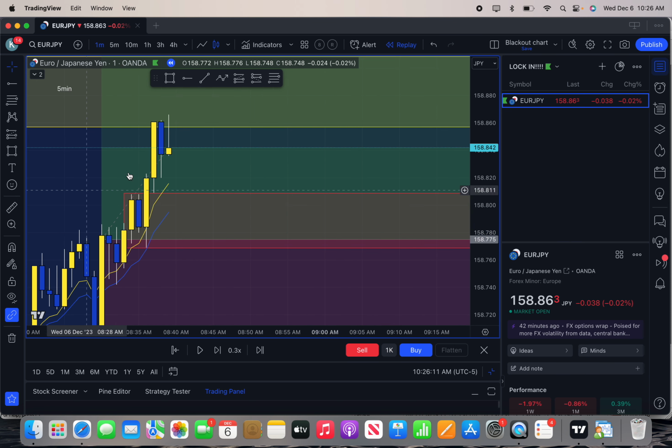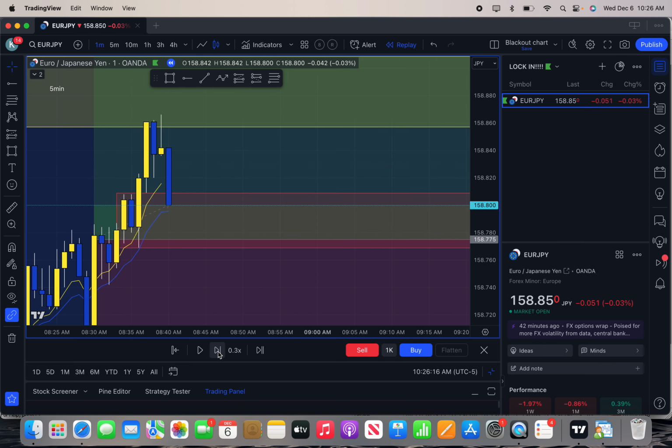So we're here with it. And we don't have a 1 minute high yet. Boom, the next candle made a 1 minute high.